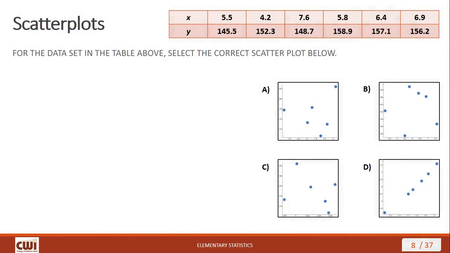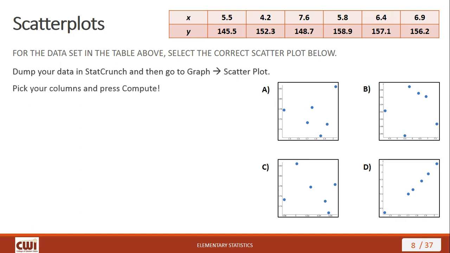Let's take a look at an example to illustrate. So for the data set in the table above, select the correct scatter plot below. So we have 4 scatter plots that were given, and we're asked to select the one that matches the data set provided. So first we're going to put this data in StatCrunch, and then we'll go to Graph, Scatter Plot. We pick the columns that tell us what our X and Y is, and then we press Compute.